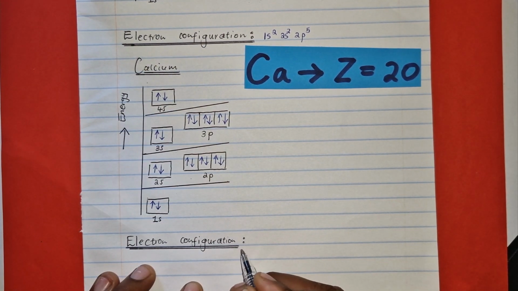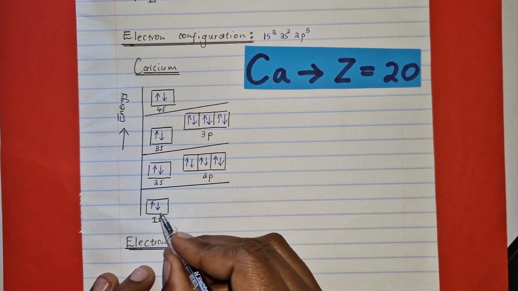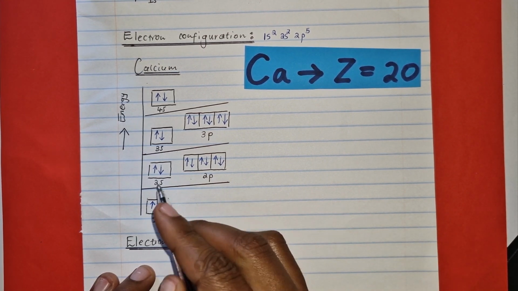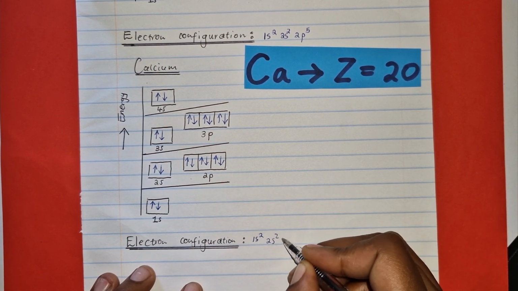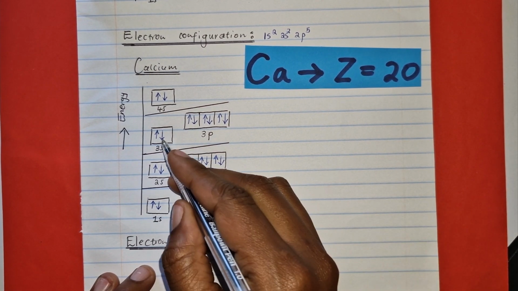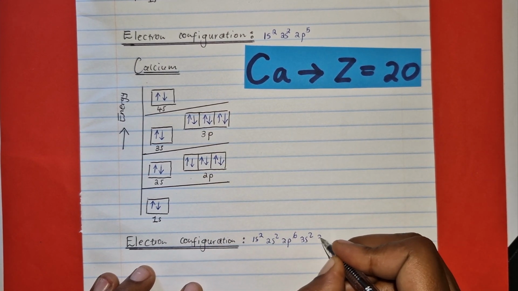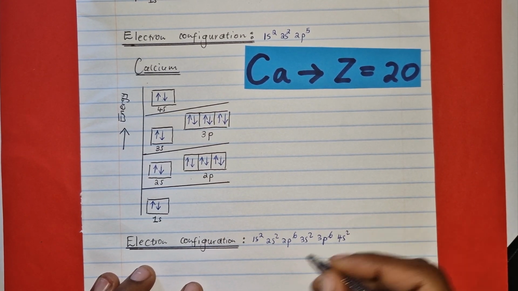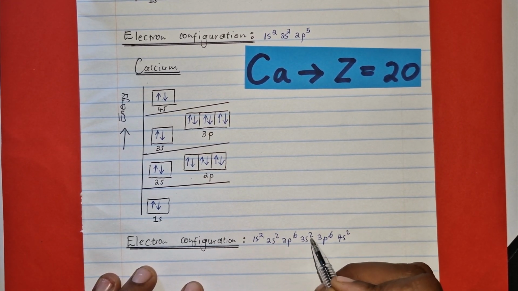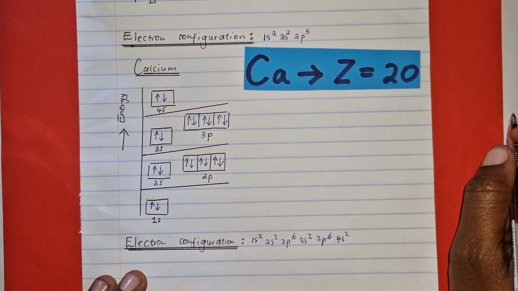So how do we write the electron configuration? The same way we did. How many electrons in the 1s orbital? 2. How many electrons in the 2s? 2. How many in the 2p? 6. How many in the 3s? 2. How many in the 3p? 6. How many in the 4s? 2. So if we add all of this, it is 10, 12, 18, 20. You have 20 electrons like that.